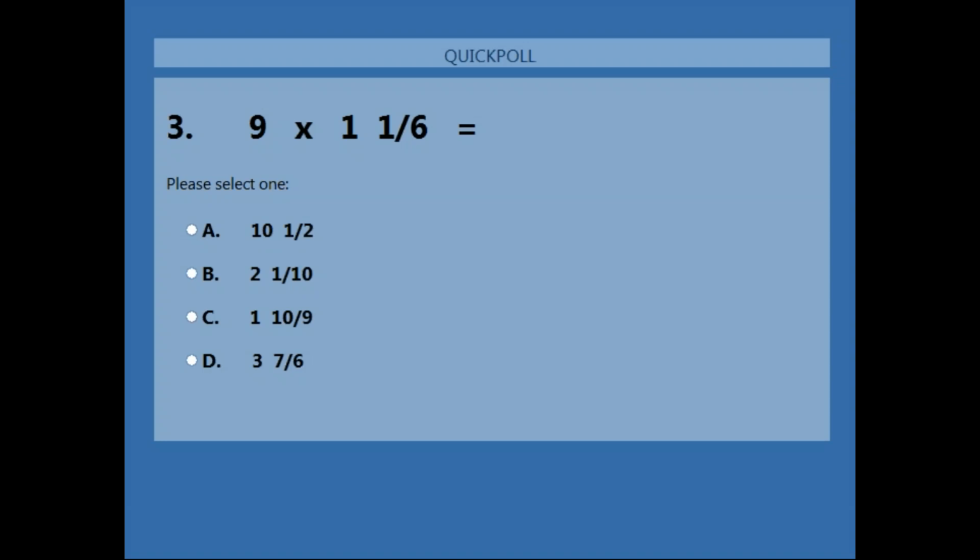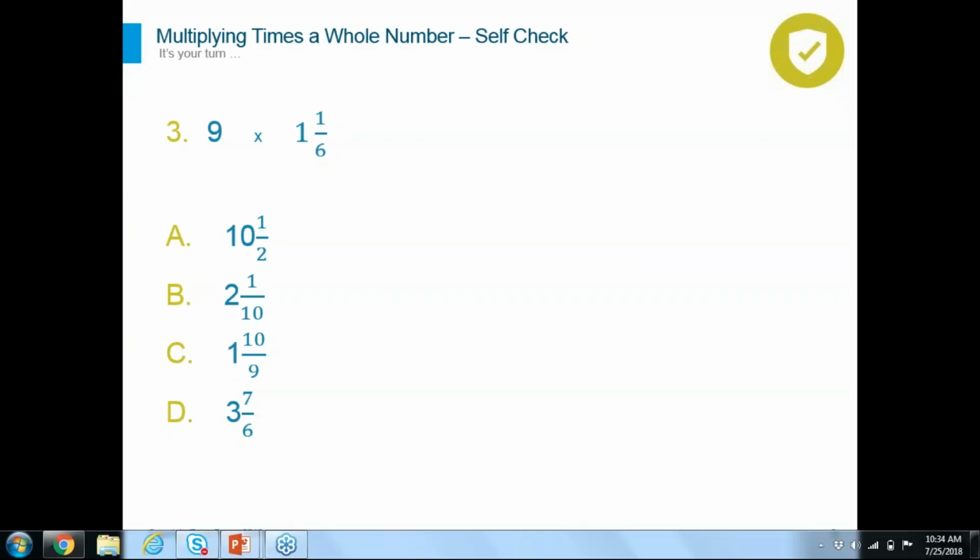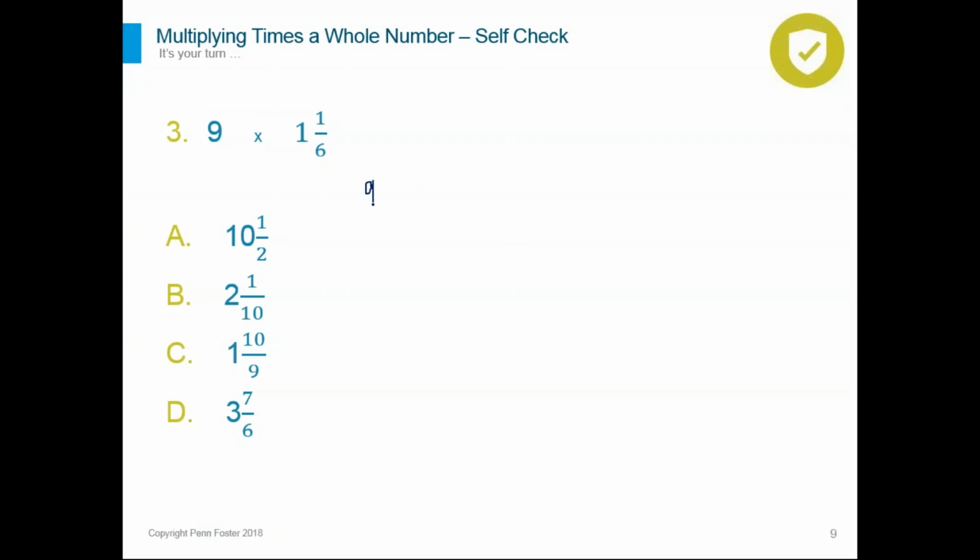Okay, let's do the question together. So again, a whole number, we cannot just keep it like this. We are multiplying fractions, so we have to change it to fraction form. 9/1 times, this is a mixed number, we cannot use it as is. 1 times 6 is 6 plus 1 is 7, and keep the denominator the same. Now we can look for factors to eliminate.